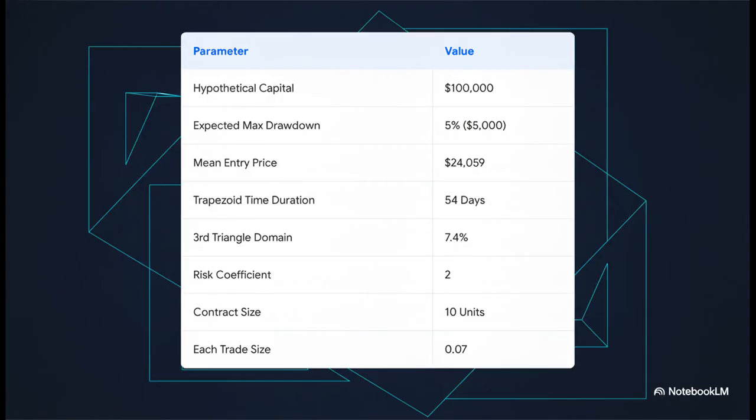Okay, let's talk about the risk preview, because this is where the plan really gets down to brass tacks. Everything here is based on a hypothetical $100,000 in capital. And right up front, the max allowed drawdown is set at 5%, which is $5,000. You can see a bunch of other key parameters that are part of this plan too, like the 54-day trapezoid time duration, a risk coefficient of 2, and all of this feeds into a calculated trade size of 0.07.